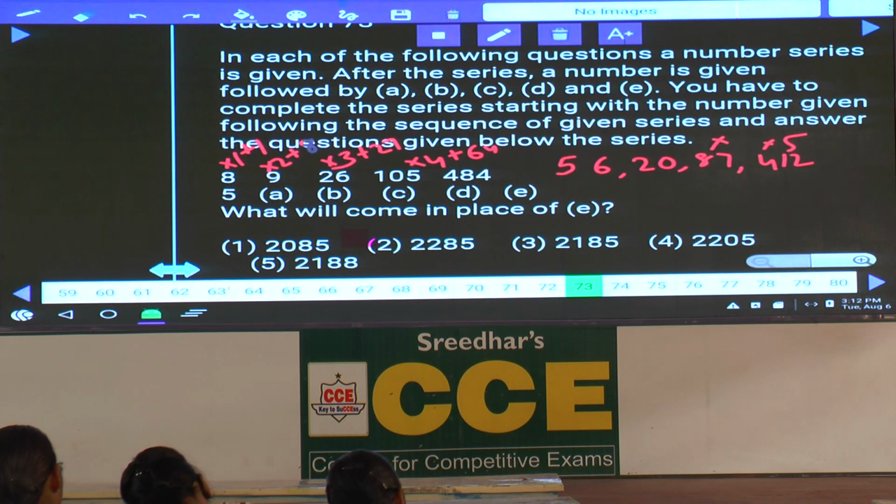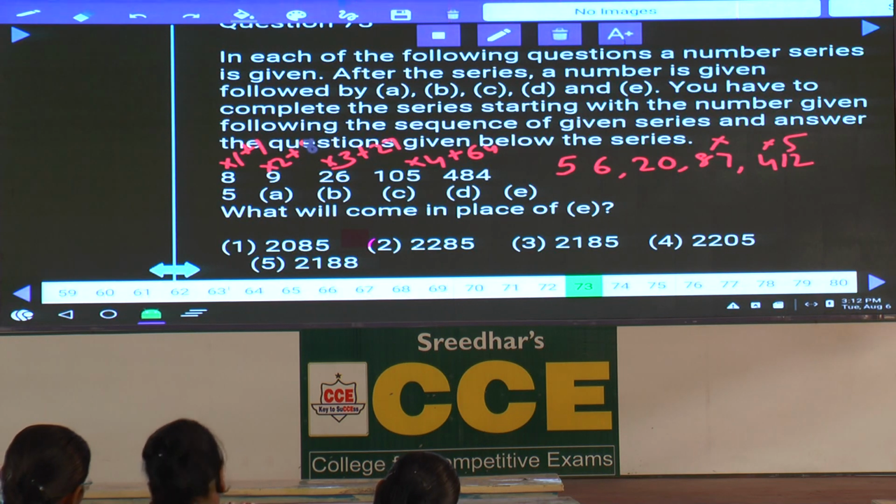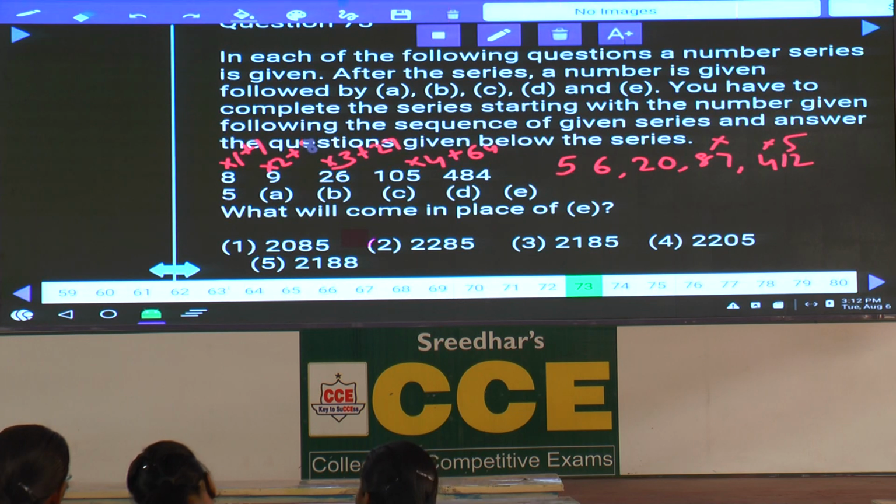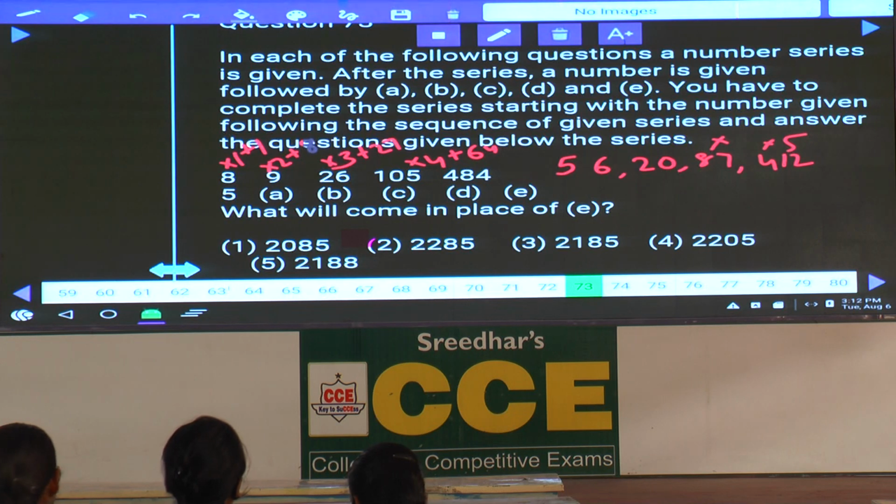412 into 5 is 2060. 2060 plus 125, then that will be 2185. That will be choice 3.